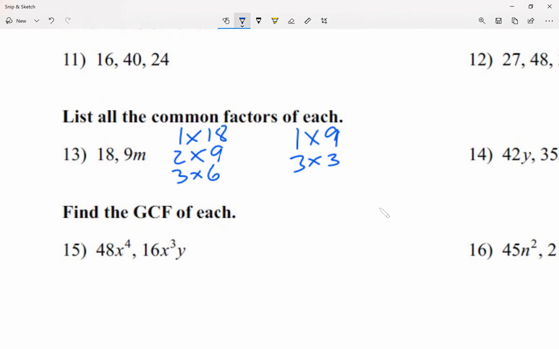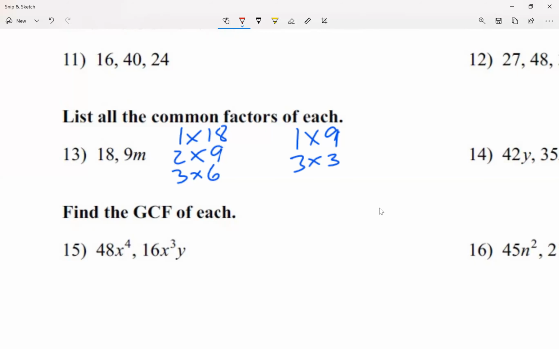Okay, so now let me answer this. We just found out that it's not going to have a letter, so it says list all the common factors of each. We're going to go from small to large. We know what the factors of 18 are. We know what the factors of 9 are. I want to list all the common ones. Common means it's a factor of both.